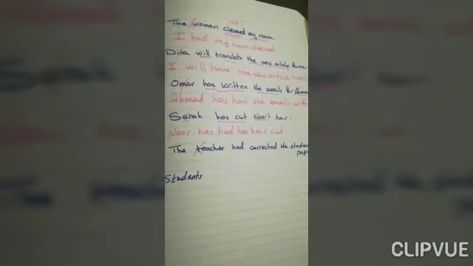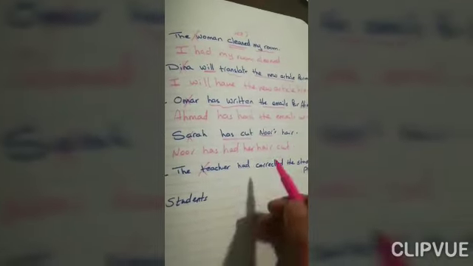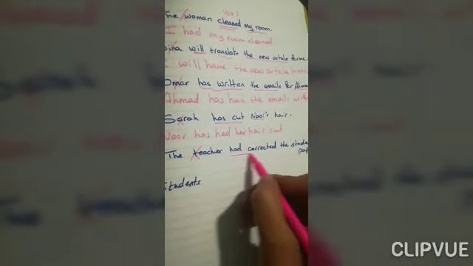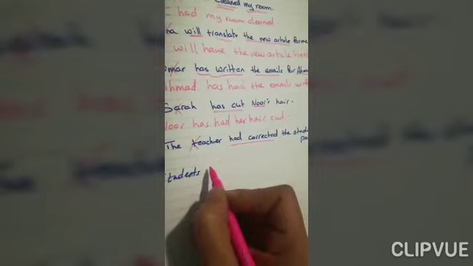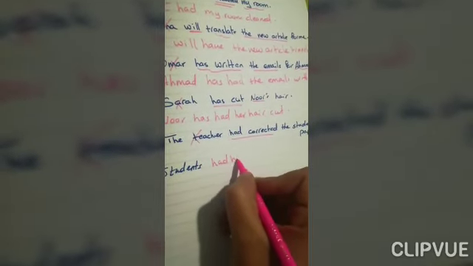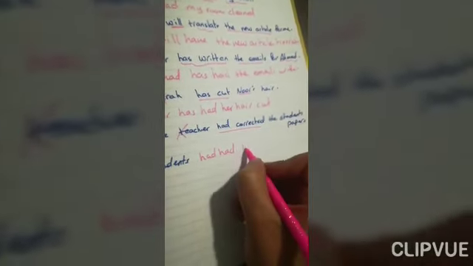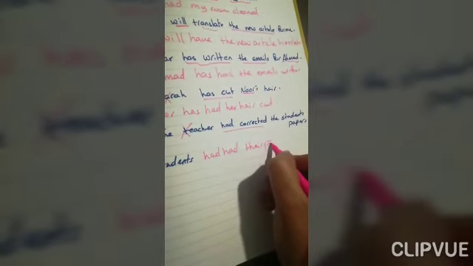Okay. The teacher had corrected the students' papers. Remember, I'm not interested in the person who did the action. I'm interested in the person who arranged. So the students had corrected. What is this? Very good. Past perfect. So the students had their papers corrected.